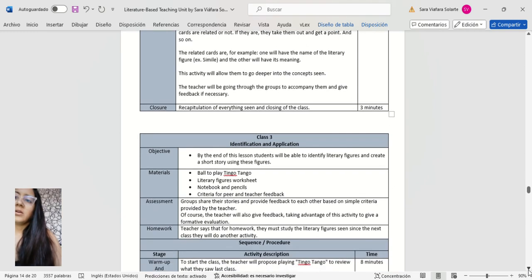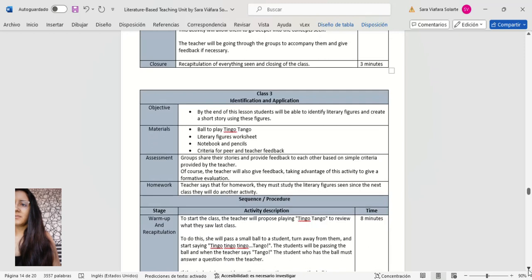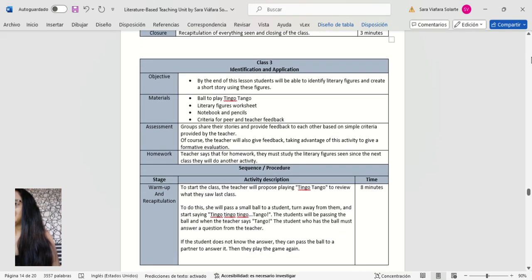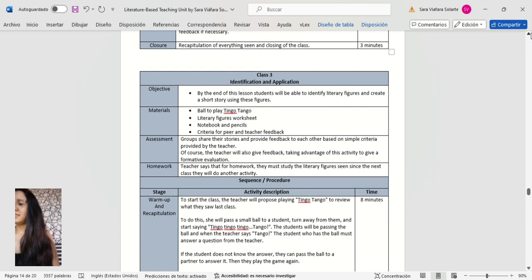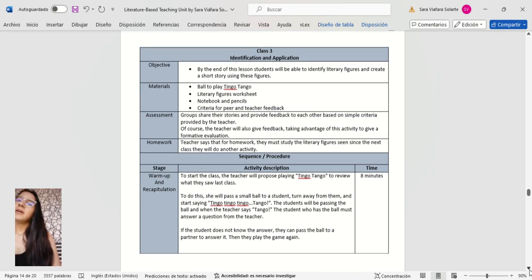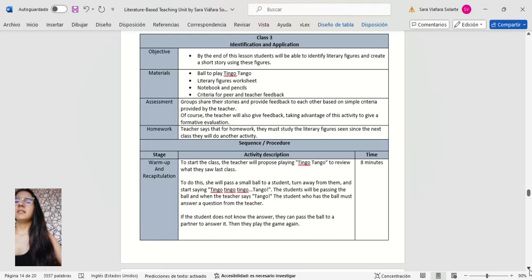This activity will allow them to go deeper into the concepts seen, and the teacher, of course, is always giving feedback. And then is the closure of the class. In the third class is the formative evaluation, and the objective of this class is, by the end of the lesson, students will be able to identify literary figures and create a short story using these figures.